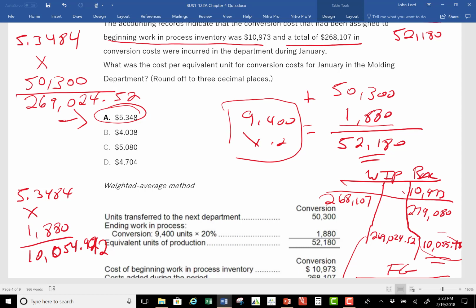Question? Number of units transferred out times the cost per equivalent unit. Those costs come out, they go into finished goods, and we're left in ending inventory with what? With the costs per unit times the number of units in ending inventory, equivalent units in ending inventory, right?